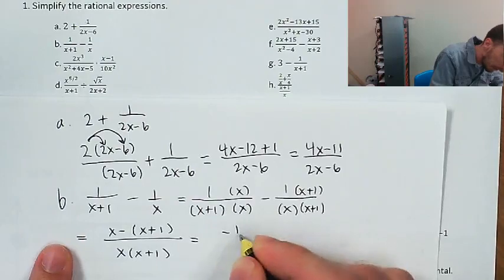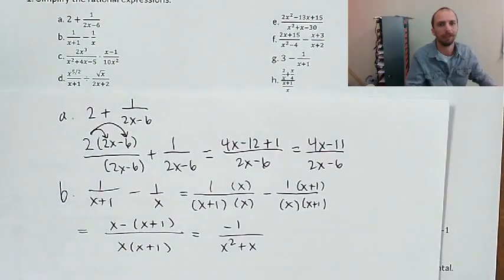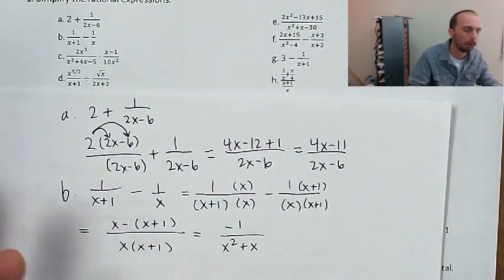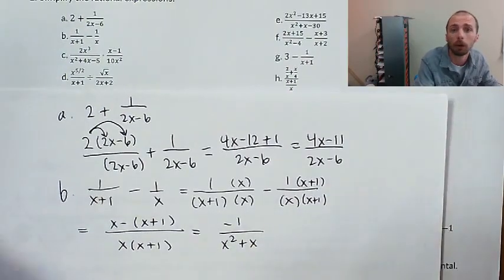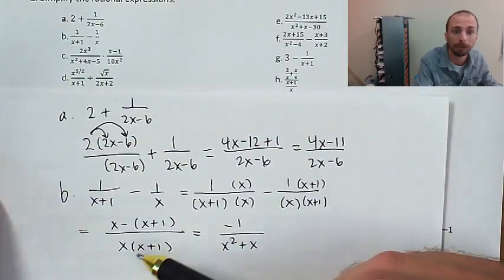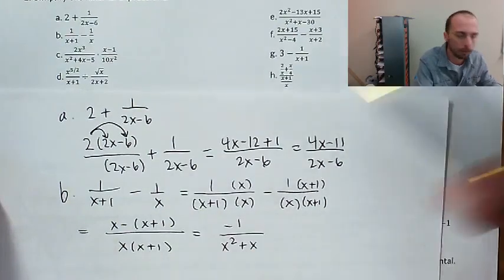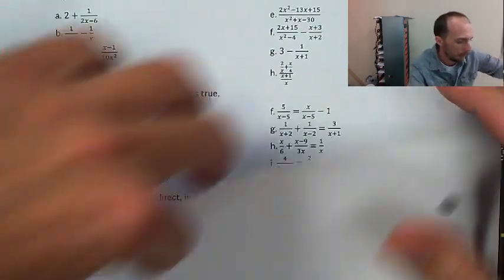And so this ends up being negative 1 over, and you could distribute this if you wanted to, or you could just leave it as x times x plus 1. I don't think that it's necessarily more simplified if you distribute, because you might end up needing to factor it to determine what the zeros of the denominator are if you want to figure out where this fraction is undefined. But it's going to be undefined anywhere these two things are undefined. Okay, so let's just move on to C.